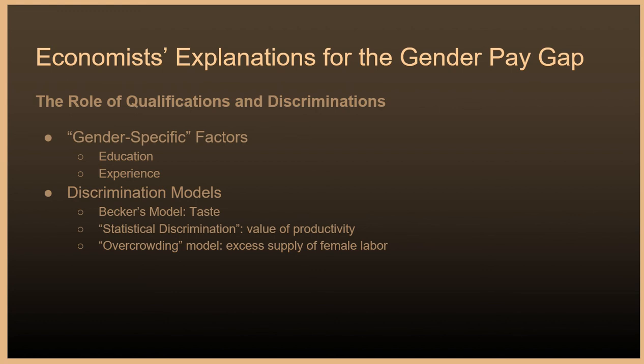In the model of statistical discrimination, differences in the treatment of the genders form from the differences in perceived value of productivity, or the idea that one gender will on average outperform the other. Finally, the overcrowding model states that the exclusion of women from jobs typically held by men creates an excess of female labor in the market, and thus brings down wages. These three models work to explain the origins of different kinds of gender discrimination in the market.